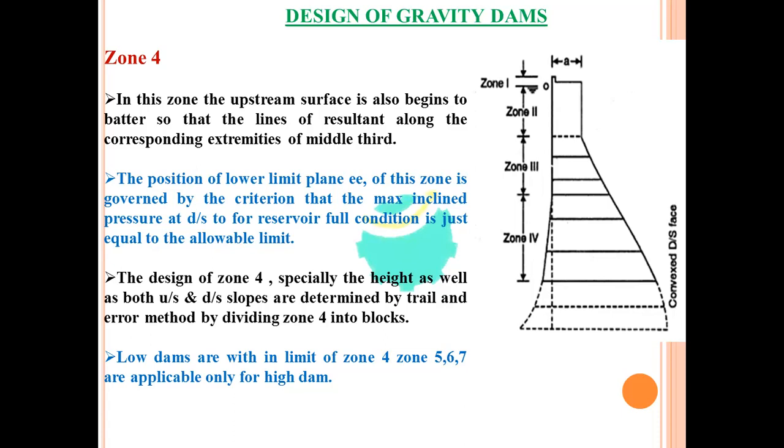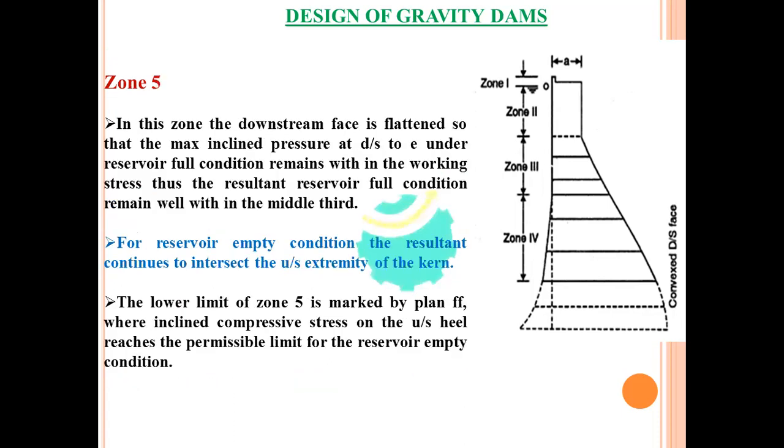Low gravity dams are within the limit of zone 4. Zones 5, 6, 7 are applicable only for high dams. Zone 5: in this zone, the downstream face is flattened so that the maximum inclined pressure at downstream toe E under reservoir full condition remains within the working stress. Thus, the resultant for reservoir full condition remains well within the middle third.